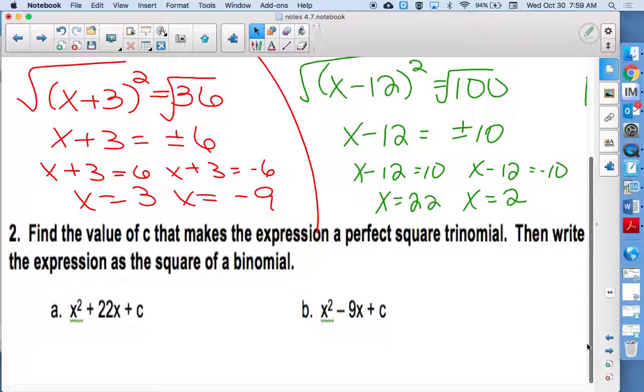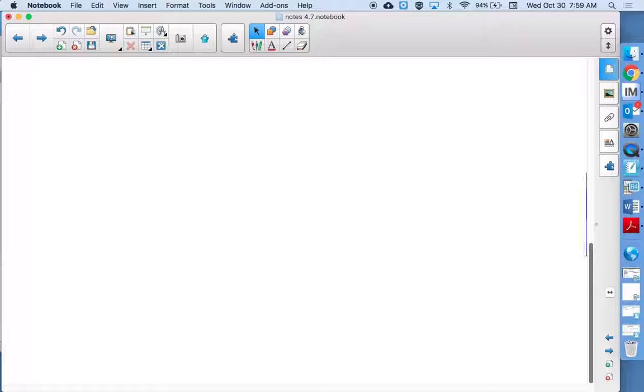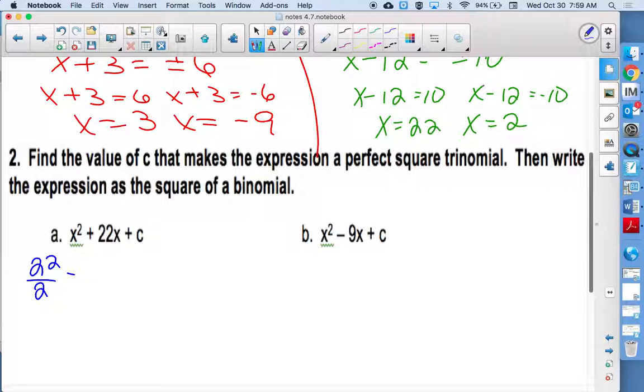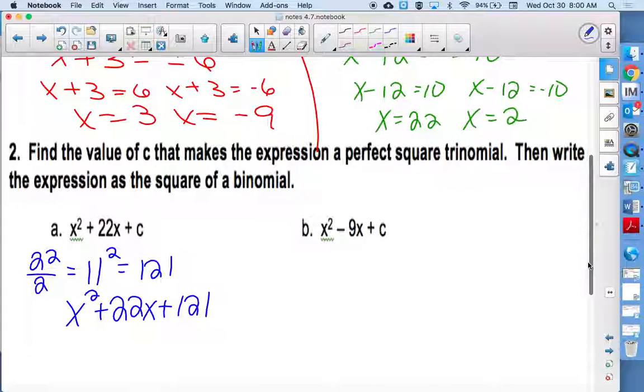So the two problems underneath here say find the C value that makes the expression a perfect square trinomial, then write the expression as a square of a binomial. First we're finding the number that makes it a perfect square, and then essentially we're factoring it. So take the middle number, divide it by 2. Veronica, 22 divided by 2 is 11. Then square that number and you get 121. So my value for C to become a perfect square is 121.